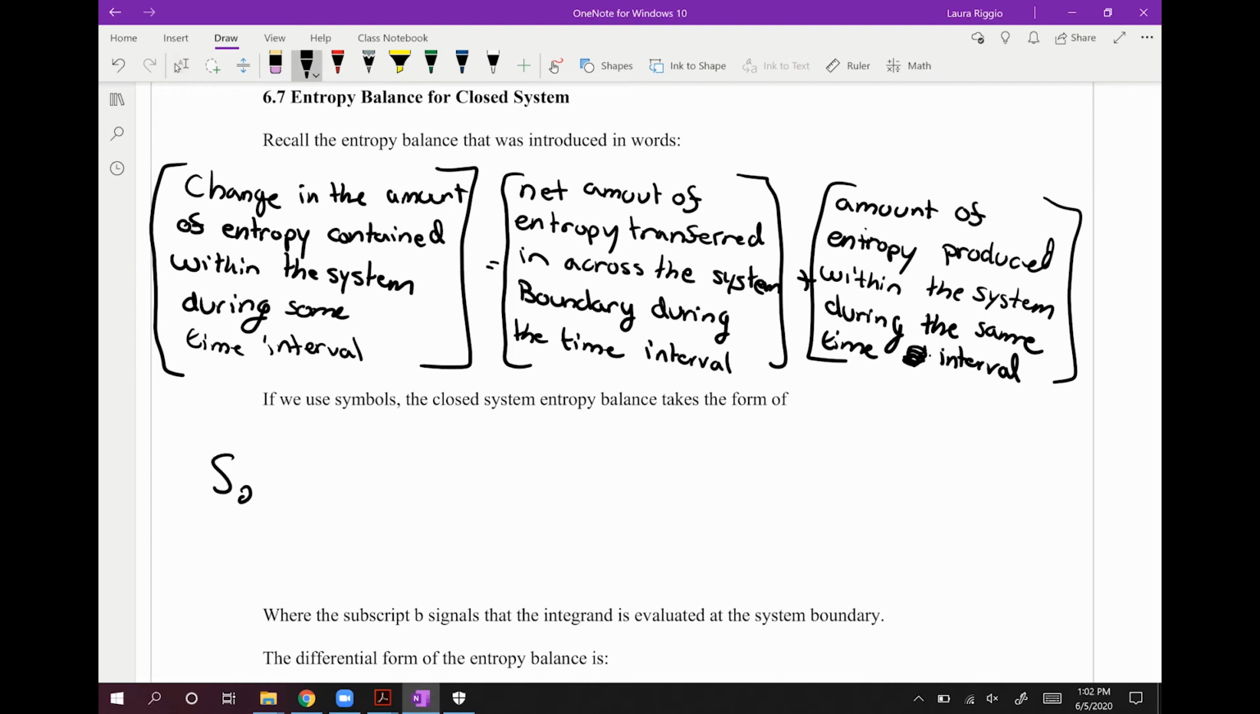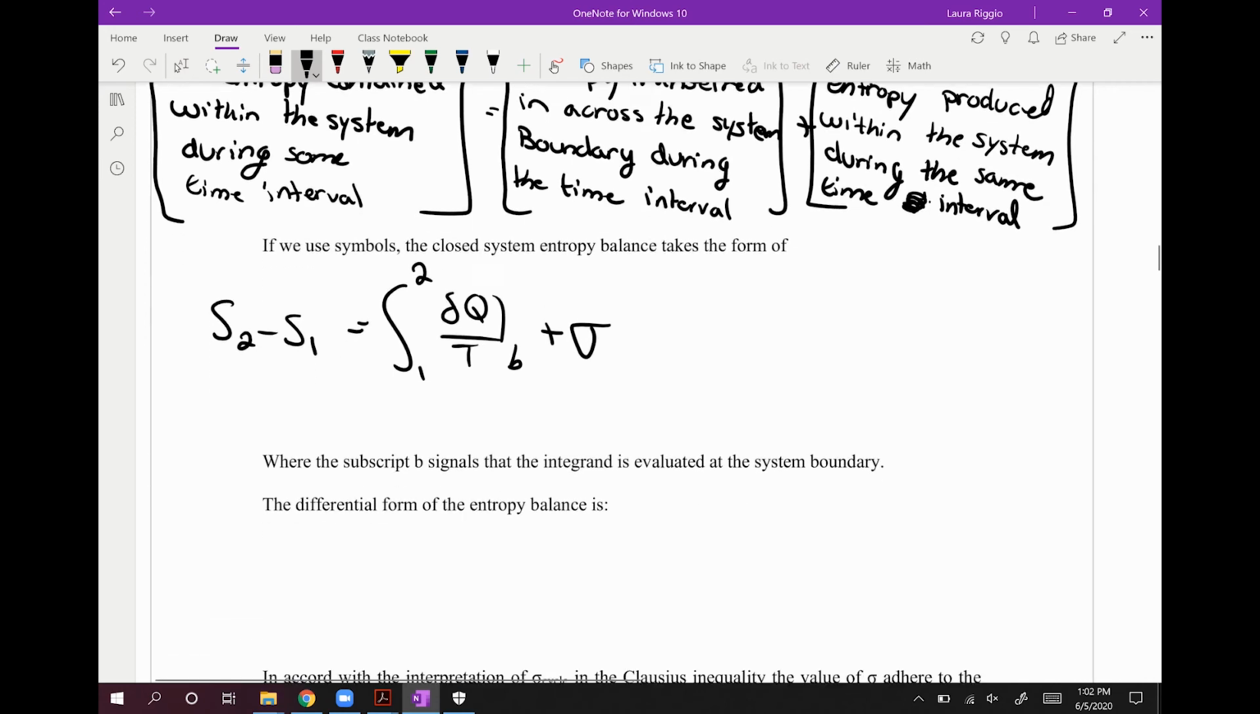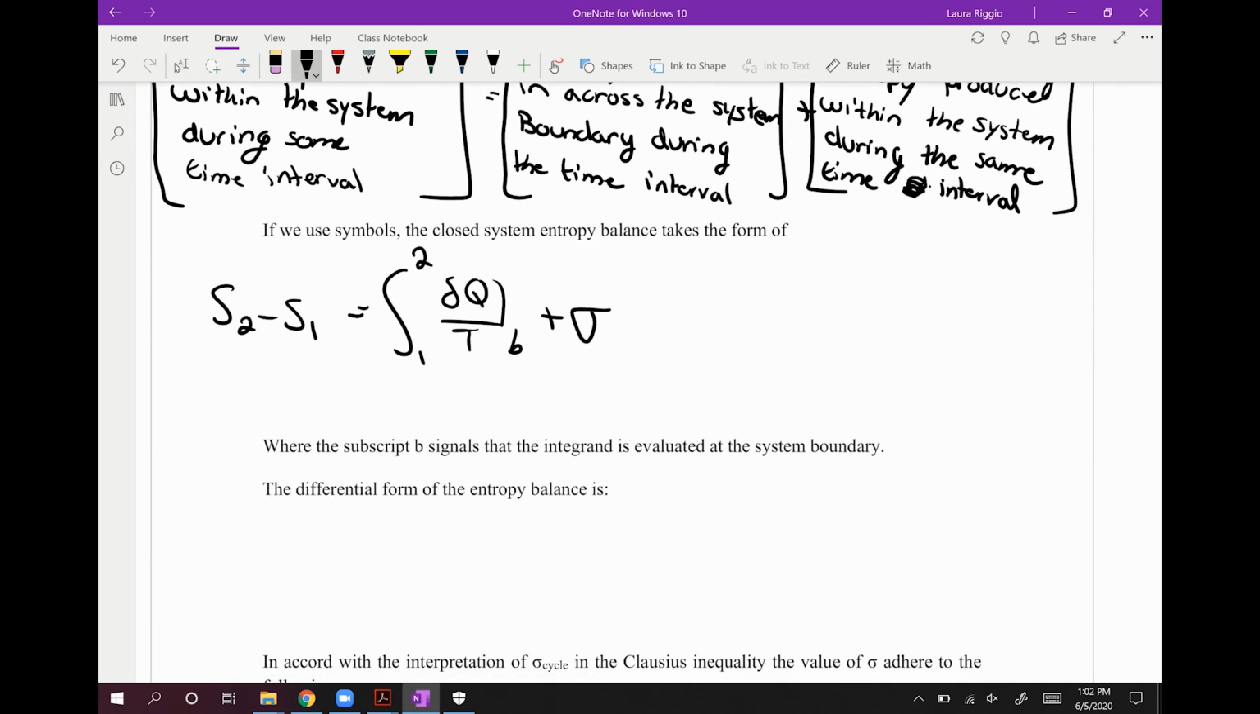So our change in entropy is equal to our entropy transferred in by heat transfer plus our entropy production. We can also write this on a differential basis.